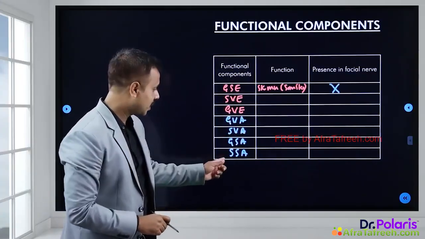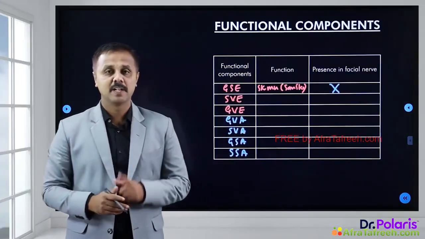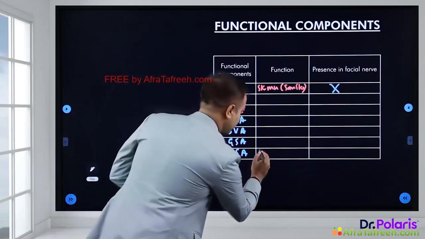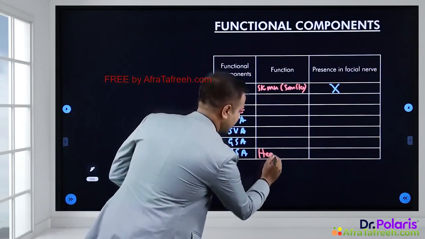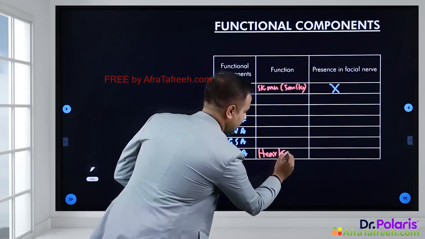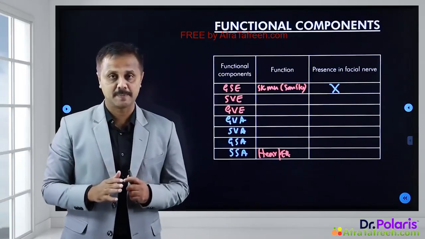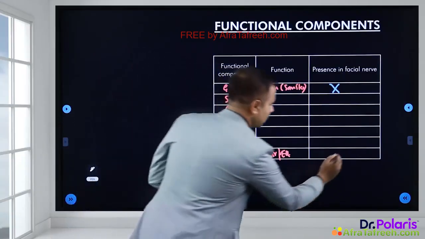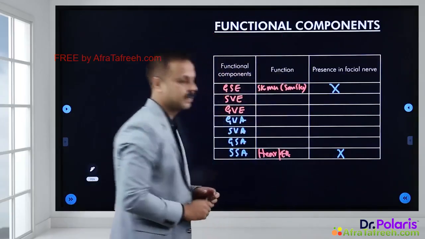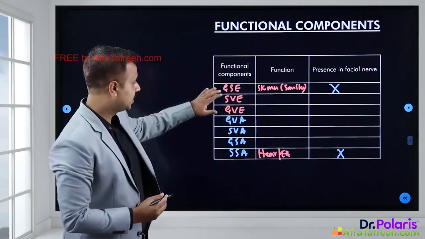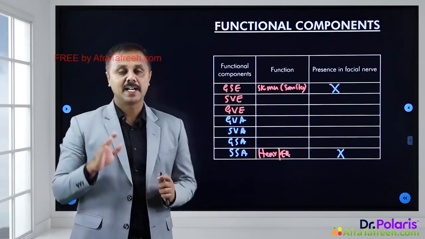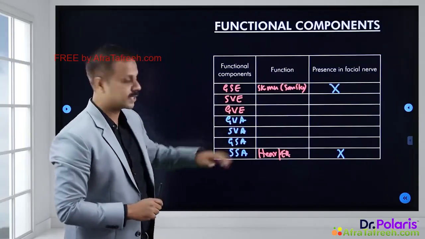Similarly, when we talk about the special somatic afferent column, we know that this is concerned with two important functions. One is hearing and the other is equilibrium, which is associated with the vestibulocochlear nerve. So we can even rule out this functional column. Now we have narrowed it to 5 functional columns, and let's try to decide which of these functional components are present in the facial nerve.